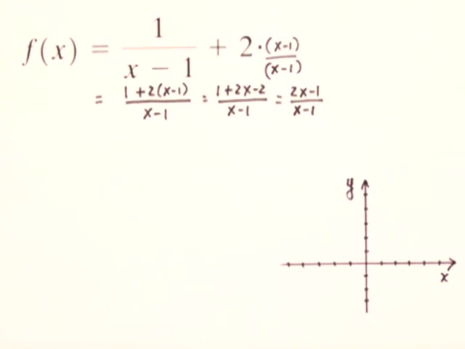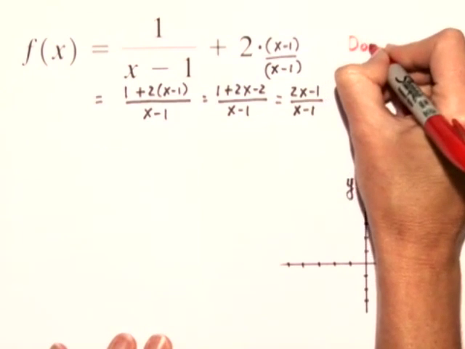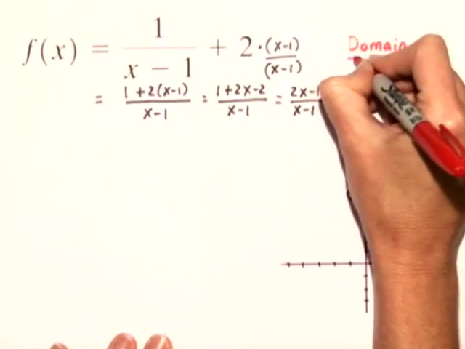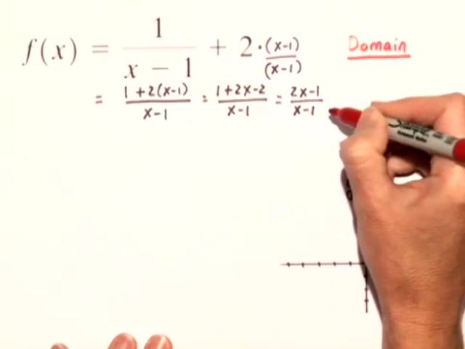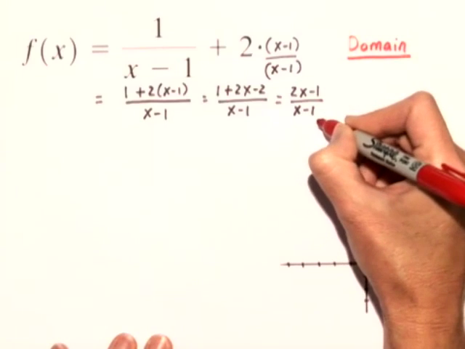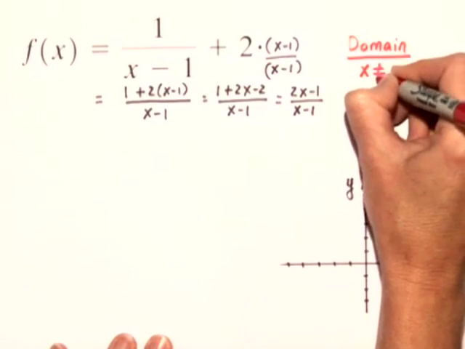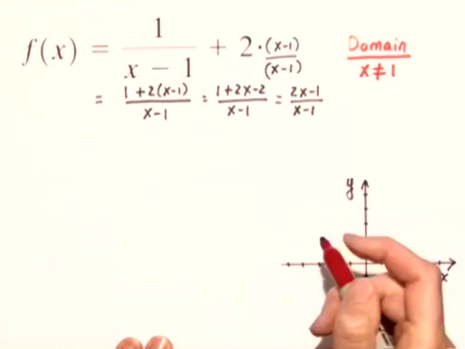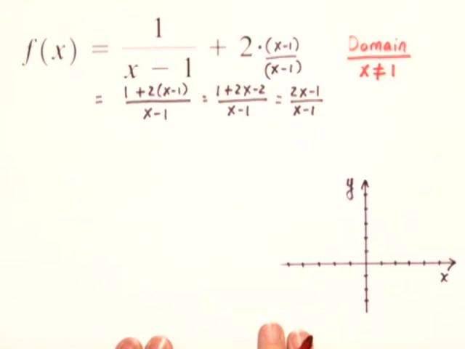Now that we've written it as one rational expression, we can say that the domain of this function consists of all real numbers except any value that would make the denominator 0. So if we let x equal 1, we can see that the denominator would be 0. So therefore we can say that our domain is that x is not equal to 1. And I could write this in set notation or interval notation as well, but we'll leave it like that for now. Now, let's go on to several steps in order to help us graph this rational function.